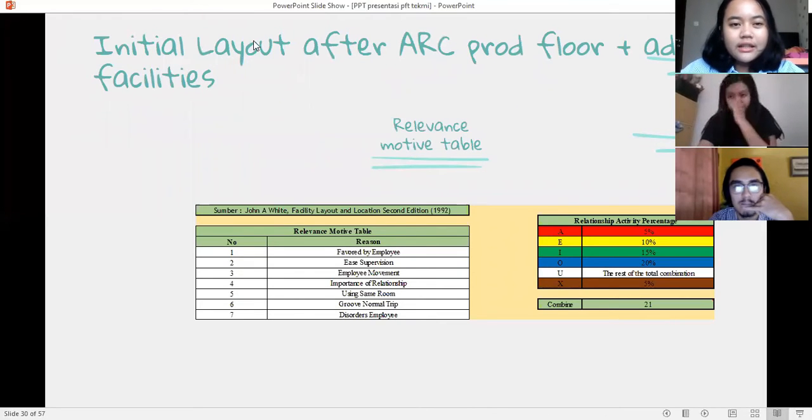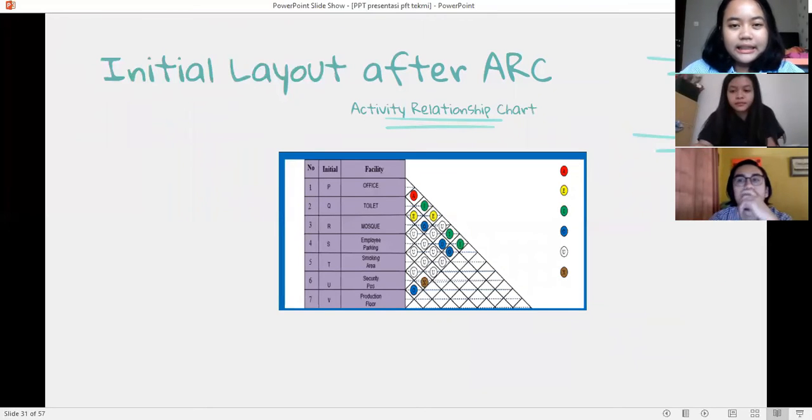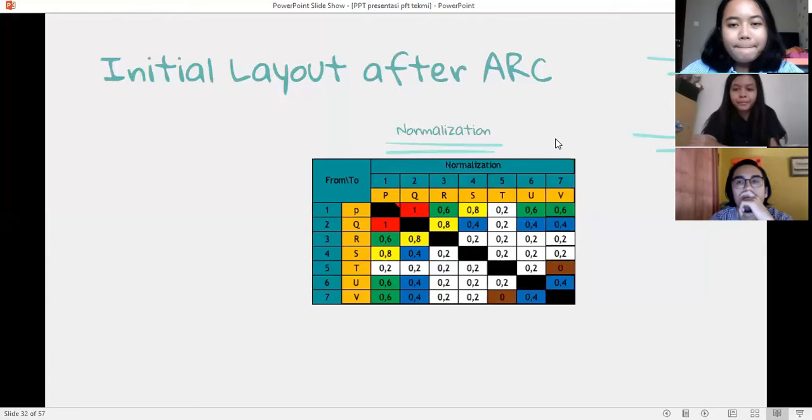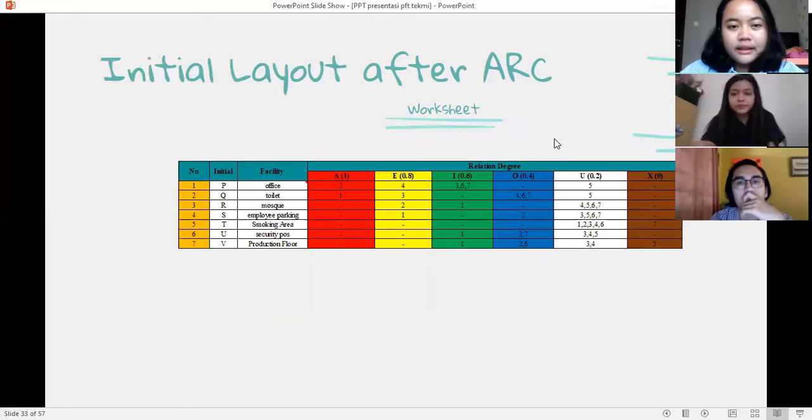And then there is the initial layout after ARC, production floor plus AAD facilities, with the relevance motif table here, and also the combine of 21. And then there is the activity relationship chart for the facilities, and also the normalization here. And the worksheet for office, toilet, mosque, and etc.